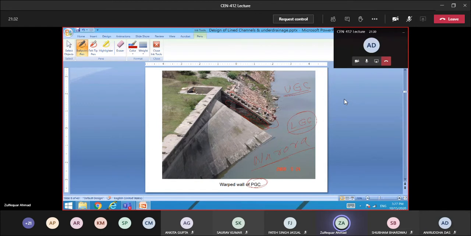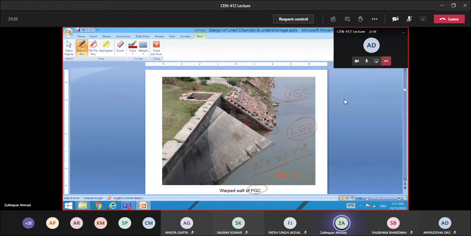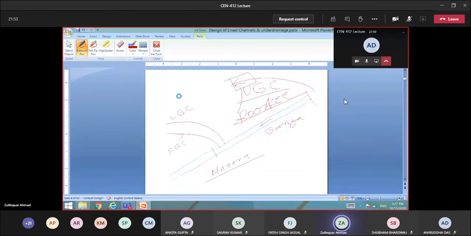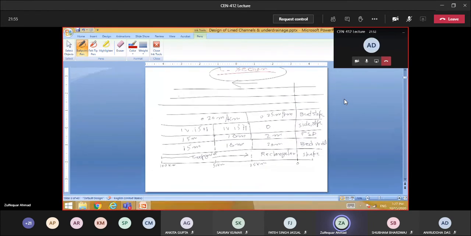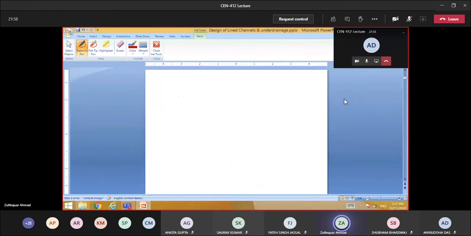Now you can get some idea from here also. This is a well type of thing on the top. You can see here. Let me move the pen again. This one you can see. Let me explain. See what happens, if you see the structure, we'll discuss once we discuss the canal structures.